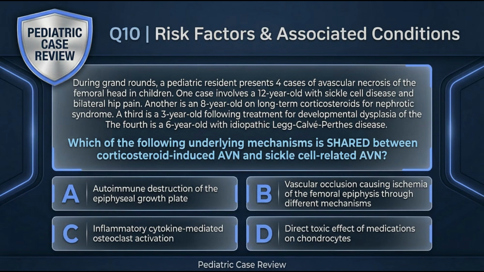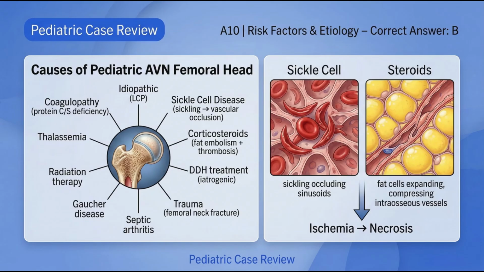Option A, autoimmune destruction of the epiphyseal growth plate. Option B, vascular occlusion causing ischemia of the femoral epiphysis through different mechanisms. Option C, inflammatory cytokine-mediated osteoclast activation. Option D, direct toxic effect of medications on chondrocytes. The correct answer is option B, vascular occlusion causing ischemia of the femoral epiphysis through different mechanisms.